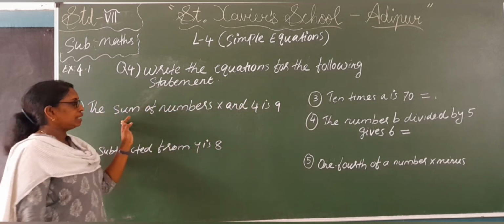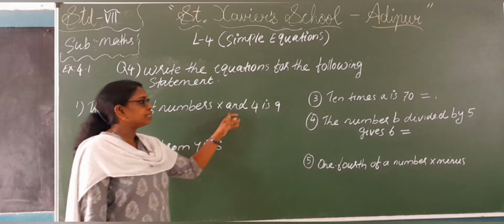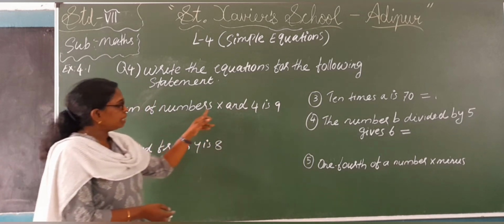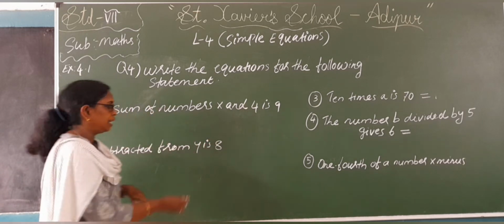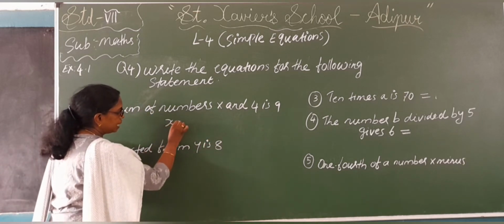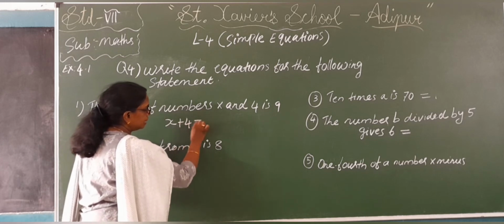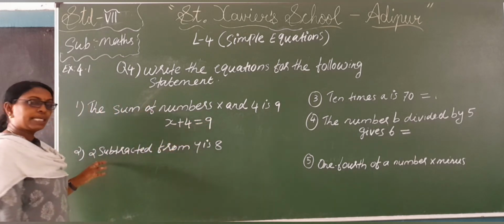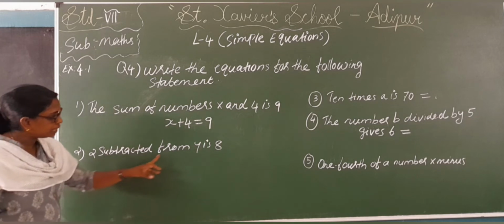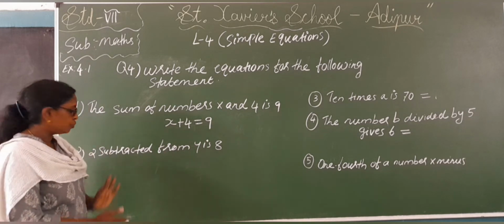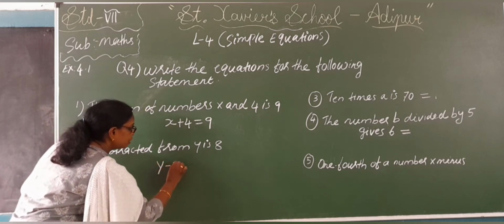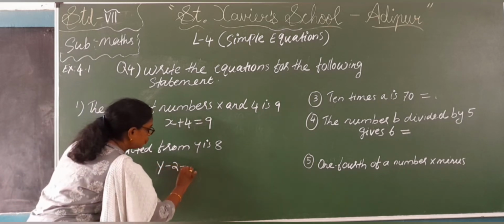The first question: the sum of numbers x and 4 is 9. So what is the answer? x plus 4 is equal to 9. Second question: 2 subtracted from y is 8. So y minus 2 is equal to 8.